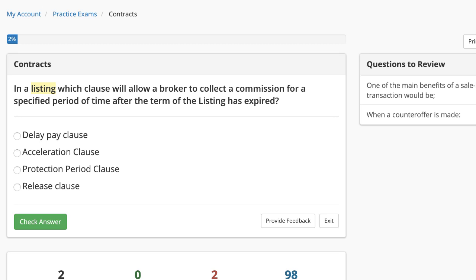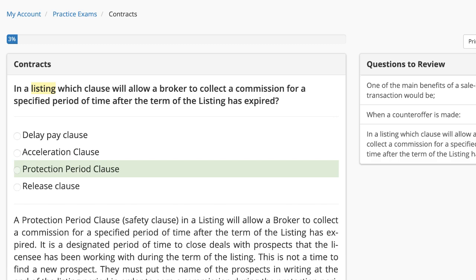In a listing, which clause will allow a broker to collect a commission for a specified period of time after the term of the listing has expired? A, delay pay clause. B, acceleration clause. C, protection period clause. Or D, release clause. Once again, that question is, in a listing, which clause will allow a broker to collect a commission for a specified period of time after the term of the listing expires? And the answer is C, protection period clause.